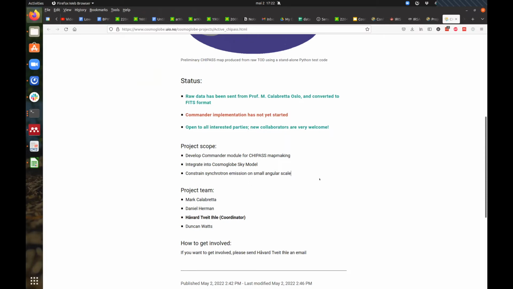But yeah, this will be a really interesting one because this is a 1.4 gigahertz channel covering most of the sky. It's going to be very useful for component separation. So yeah.